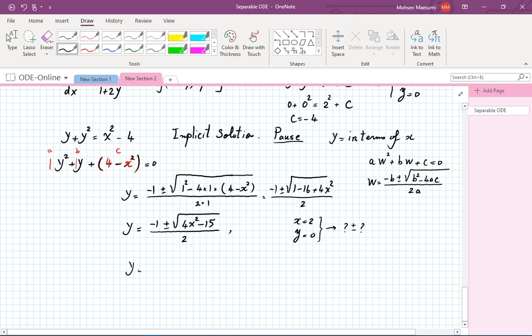So I'm forced to choose minus 1 plus the square root of 4x squared minus 15, over 2, because this is the only one that when x becomes 2, y simultaneously becomes 0, and we are satisfying the initial condition. So the chosen answer turned out to be plus 1.